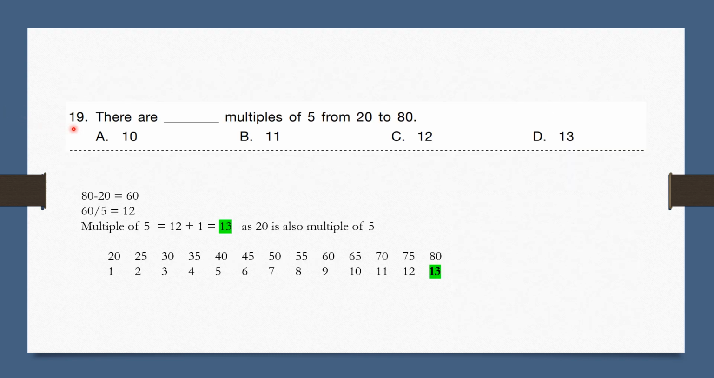Question number 19. There are blank multiples of 5 from 20 to 80. Let's write down the multiples of 5 between 20 to 80. So 20, 25, 30, 35, 40, 45, 50, 55, 60, 65, 70, 75 and 80. So let's count it, total is 13. So our answer is option D, 13.